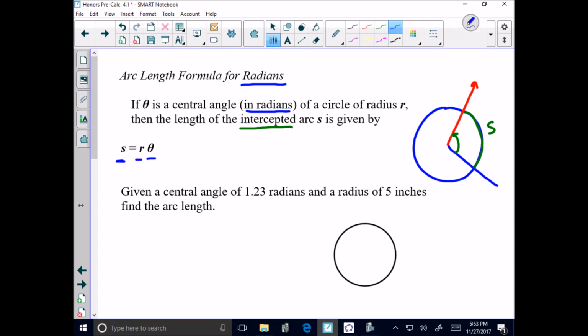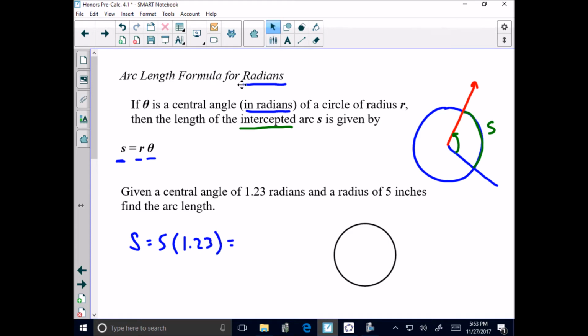So right here, given a central angle of 1.23 radians and a radius of 5 inches, find the arc length. Well, this obviously is just plugging in. Right here we would say that we have our radius of 5 times our angle 1.23 radians, and that is going to give us an arc length of 6.15.